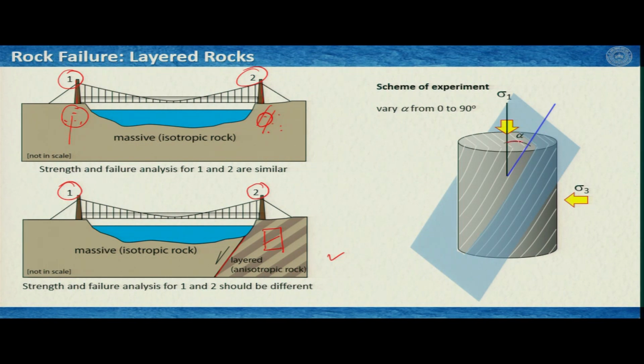When you vary this angle alpha, you can plot the strength of this rock, the failure strength of this rock, say sigma, with respect to this angle alpha from 0 to 90 degrees, and then you see whether the strength is constant, changing like this, changing like this, and so on. So, how the orientation of the layering, or of the bedding planes, foliation, or in general planar fabric, is influencing the strength of the rock, considering that the rock is anisotropic.